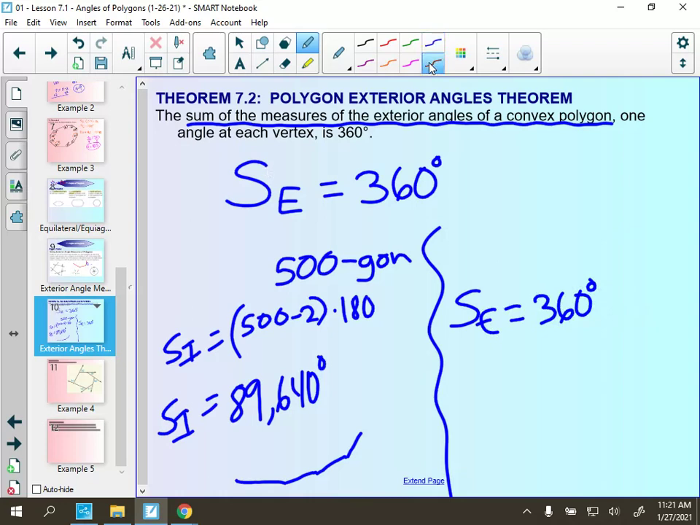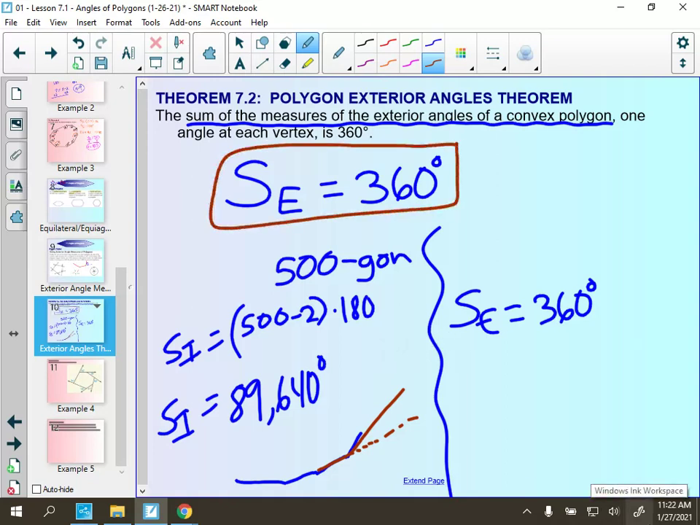Just think about it. As the interior angles get bigger and bigger, what's happening to that exterior angle? It's getting smaller and smaller. So you're going to have 500 exterior angles, but they're all going to end up being less than 1 degree each. Anyways, that's the big takeaway there. The sum of exterior angles, doesn't matter how many sides you have, is always going to be 360 degrees.